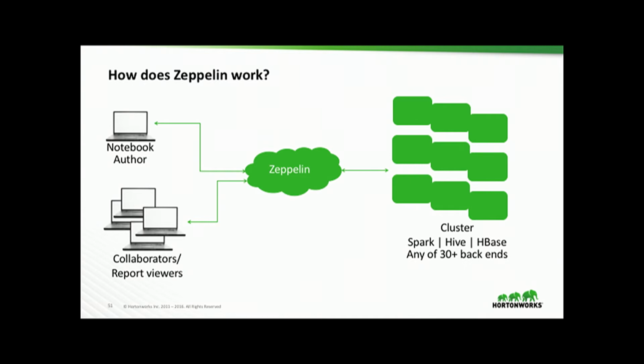One thing that's really useful in Zeppelin: you have your notebook authors, you have your collaborators, and via Zeppelin you would be accessing a cluster. It could be Spark on the back end, it could be Hive, it could be HBase, and you could be running all these different workloads via Zeppelin by specifying the type of interpreter that you want to use.